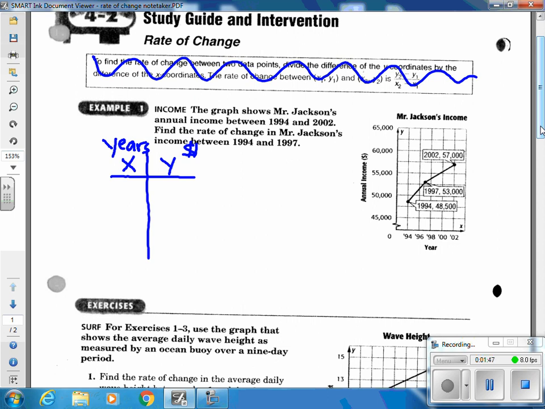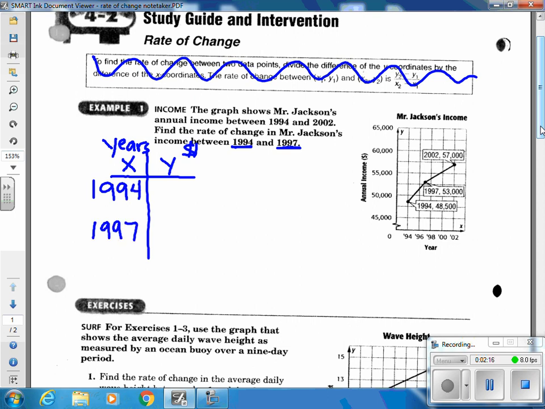If you read the problem, it says that the graph shows Mr. Jackson's annual income between 1994 and 2002. Find the rate of change in Mr. Jackson's income between 1994 and 1997. They will always give you the two values that they want you to find the change between. If they don't, you can't really do the problem the way it's meant to be done. Because 1994 and 1997 are the years, those are our X values, so we put 1994 and 1997 on the left.